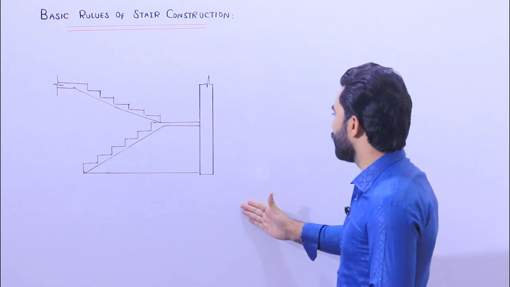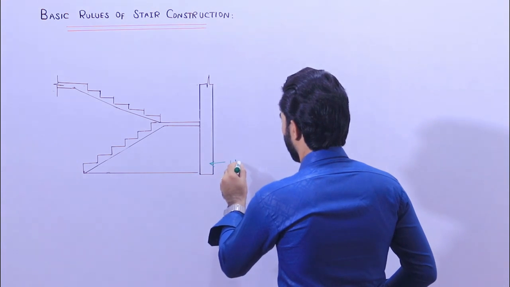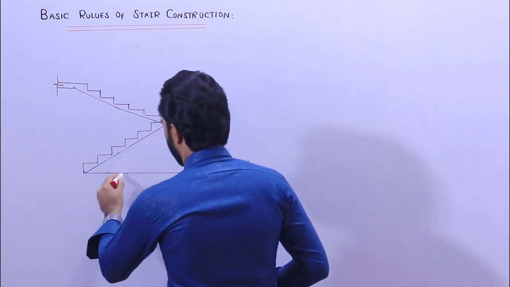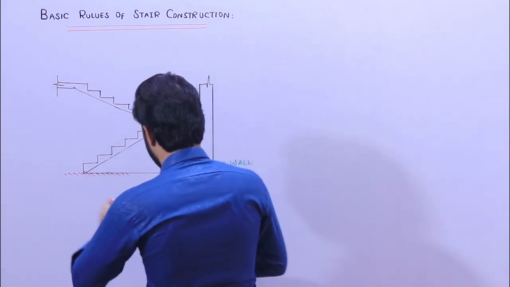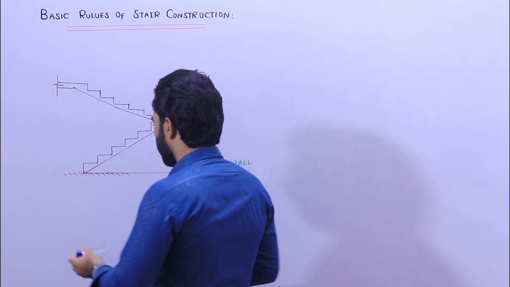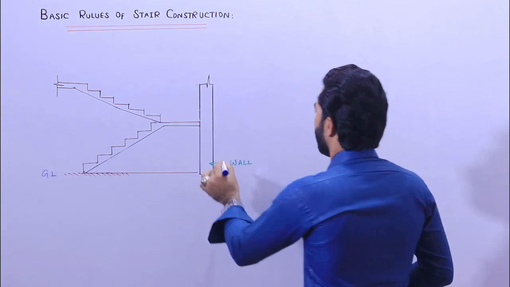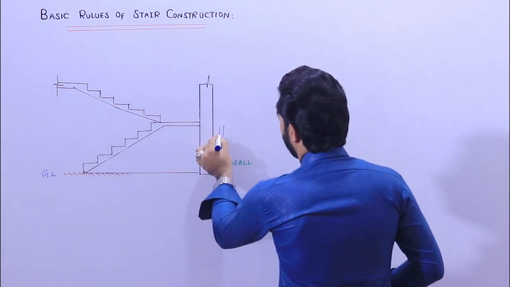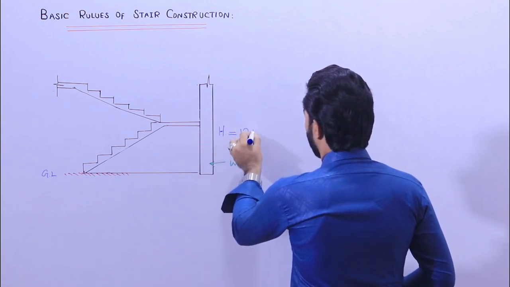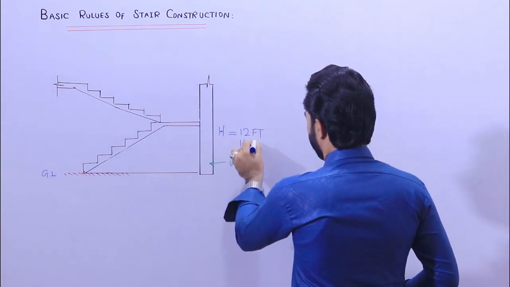In this diagram guys, you can see here, this is a brick masonry wall, and here it shows you this is ground level, GL, ground level. Next guys, you can see the total height of this wall is, suppose h is equal to 12 feet, or you can say 11 feet.